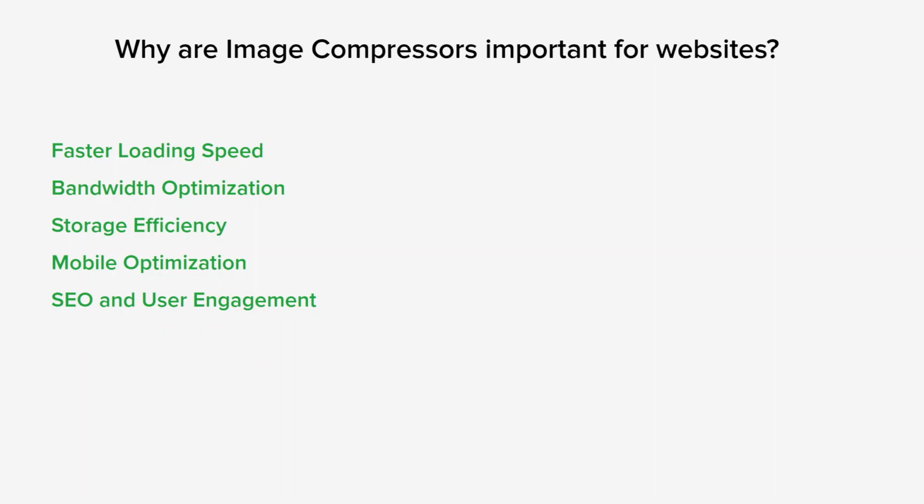Website speed and performance are important factors for SEO and user engagement. Search engines consider page loading speed as a huge ranking factor, and users tend to abandon websites that take too long to load. By compressing images and improving overall website performance, websites can enhance their SEO rankings and retain user interest as well.